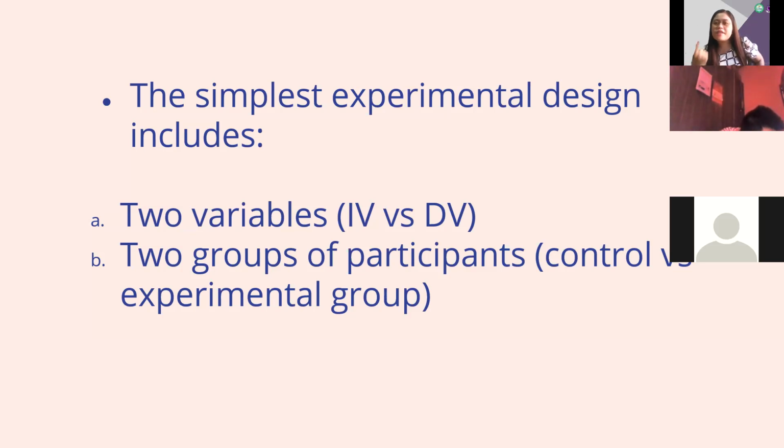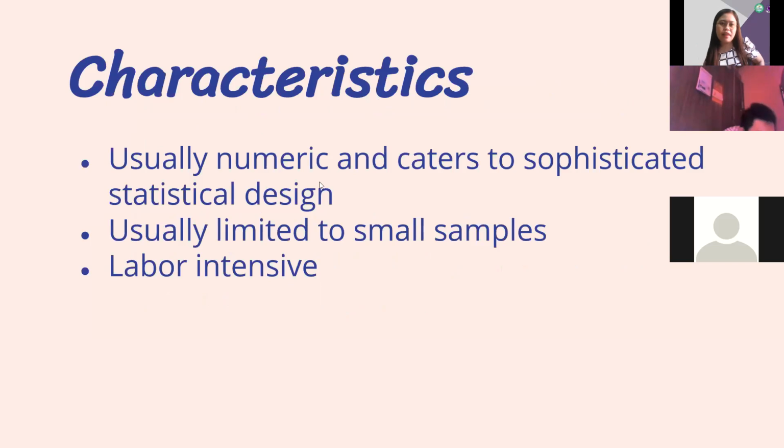At the same time, the experimental design has two groups of participants. You always have your control, whether it is a positive control or a negative control or just a control. Pwede tanan klaseng control, positive and negative, as long as you have your control. And most especially the experimental group. So ito yung group na bibigyan mo ng iyong subject ng study. Example, if you have your plant material, then that's the experimental group.